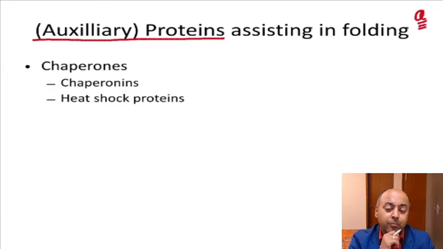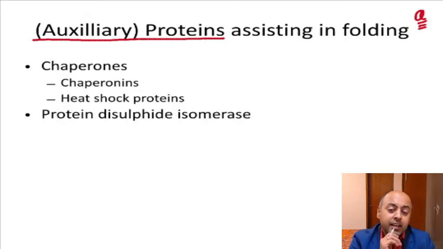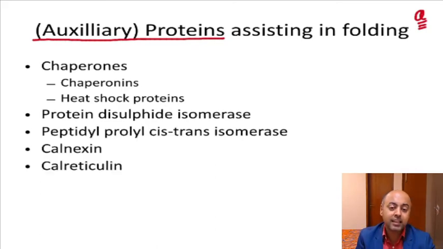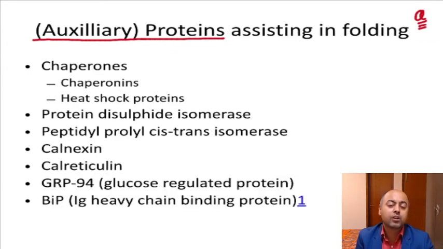These are the chaperones. Chaperones include the chaperonins and the heat shock proteins, the protein disulfide isomerase, the proline cis-trans isomerase, the calnexin and calreticulin, and the GRP94 and BiP.